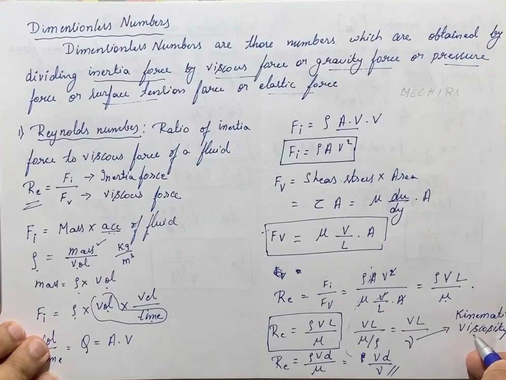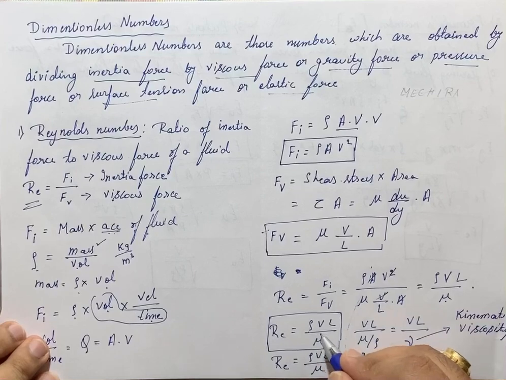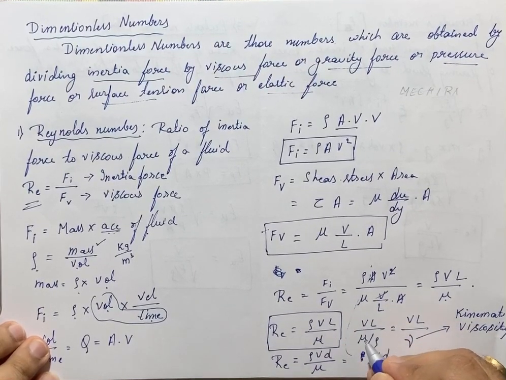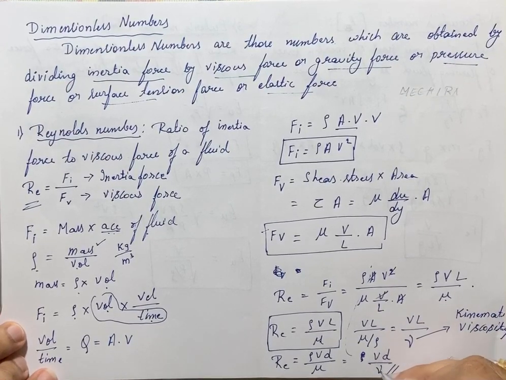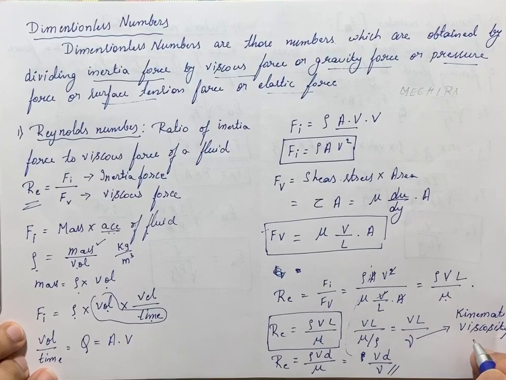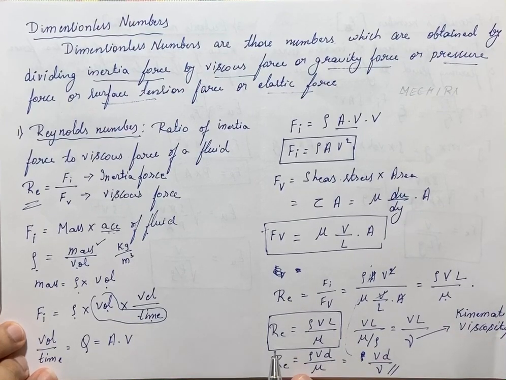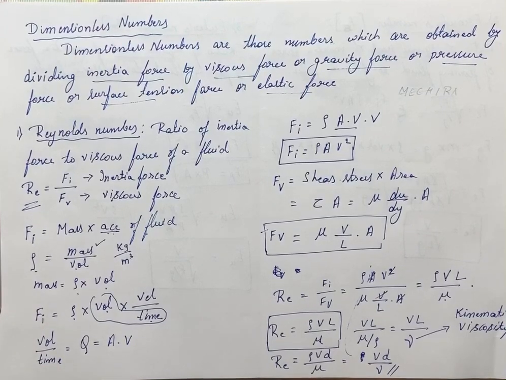Or, kinematic viscosity is dynamic viscosity by density. So I can write here, mu is the dynamic viscosity, and if I take density down, VL by nu, where dynamic viscosity by density is the kinematic viscosity nu. Similarly, for the diameter of a pipe, Vd by nu, where nu is the kinematic viscosity. So in brief, I can state Reynolds number is rho V L by mu or rho V d by mu, right?